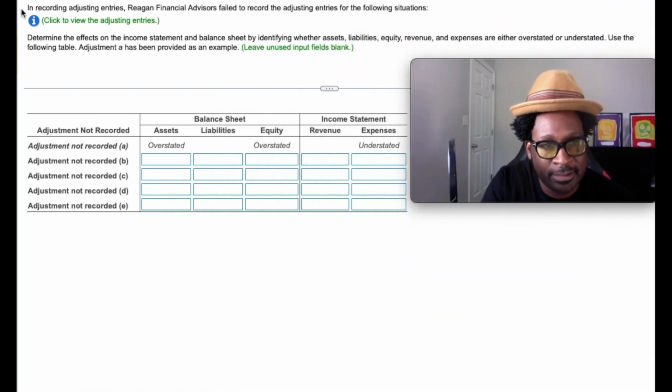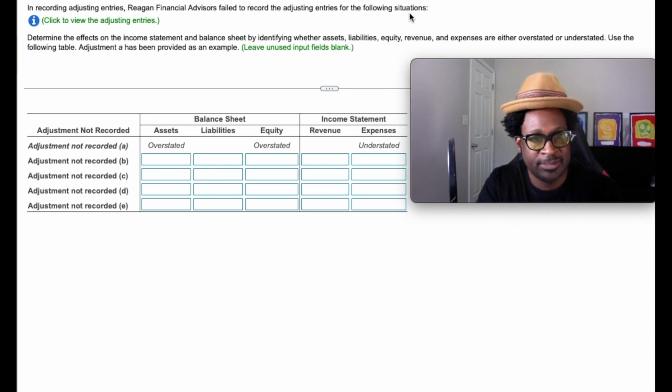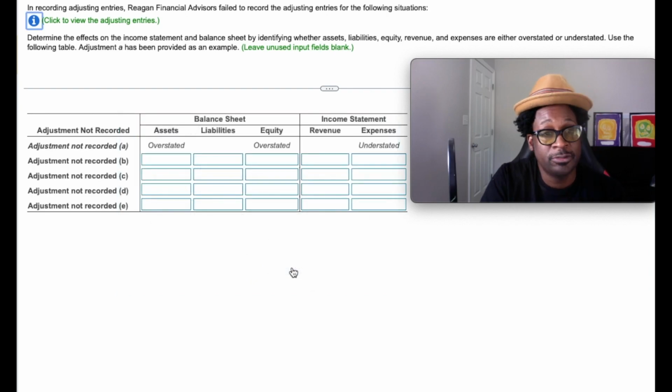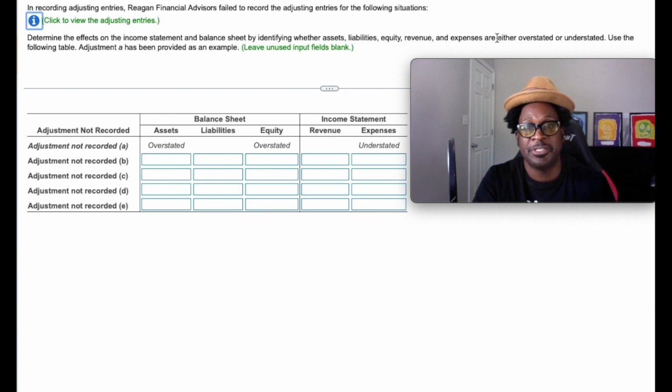So it tells us, in recording adjusting entries, Regan Financial Advisors failed to record the adjusted entries for the following situations. Alright, so we have 5 particular adjusted entries which the company failed to record. And then it says determine the effects on the income statement and the balance sheet by identifying whether assets, liabilities, equity, revenue, and expenses are either overstated or understated, and use the following table.